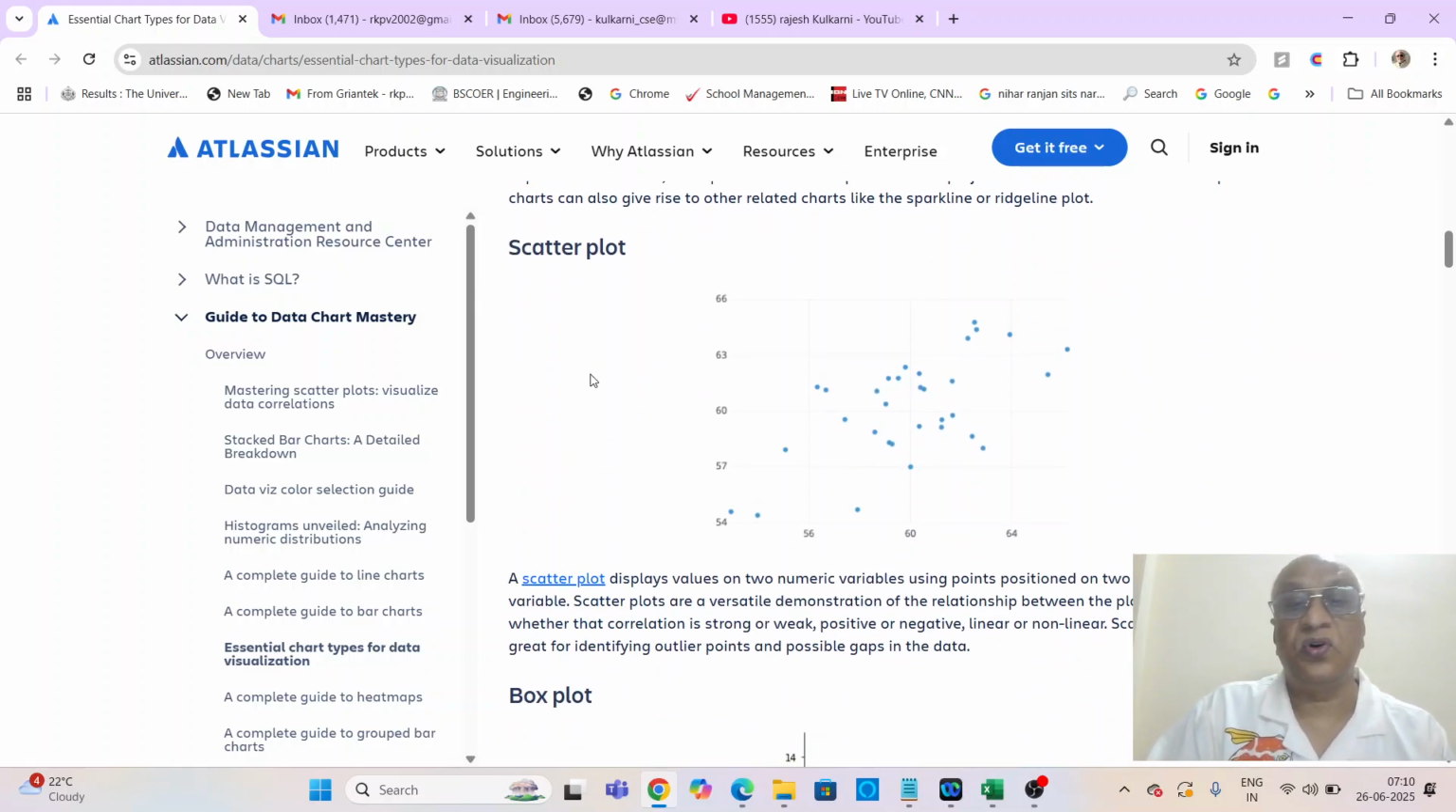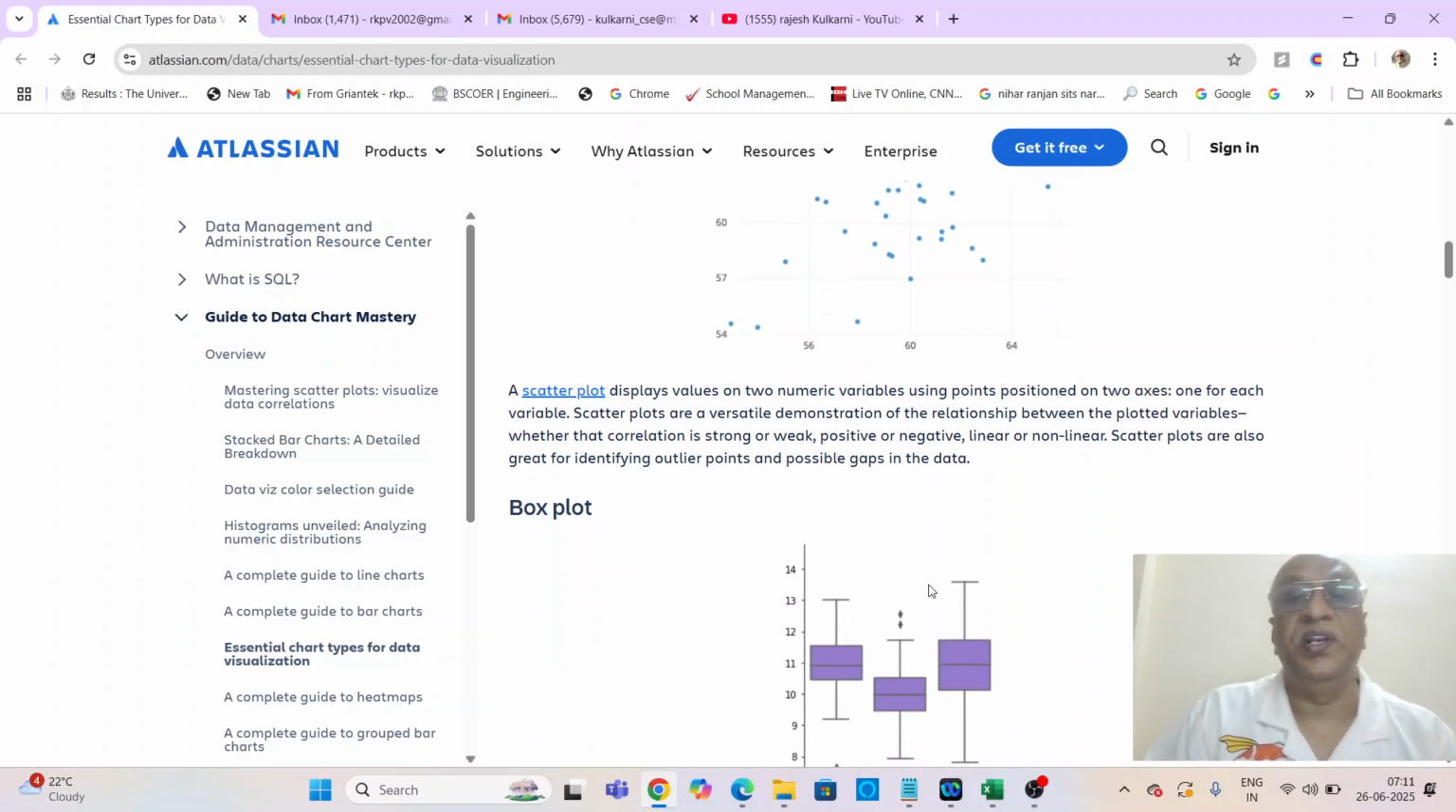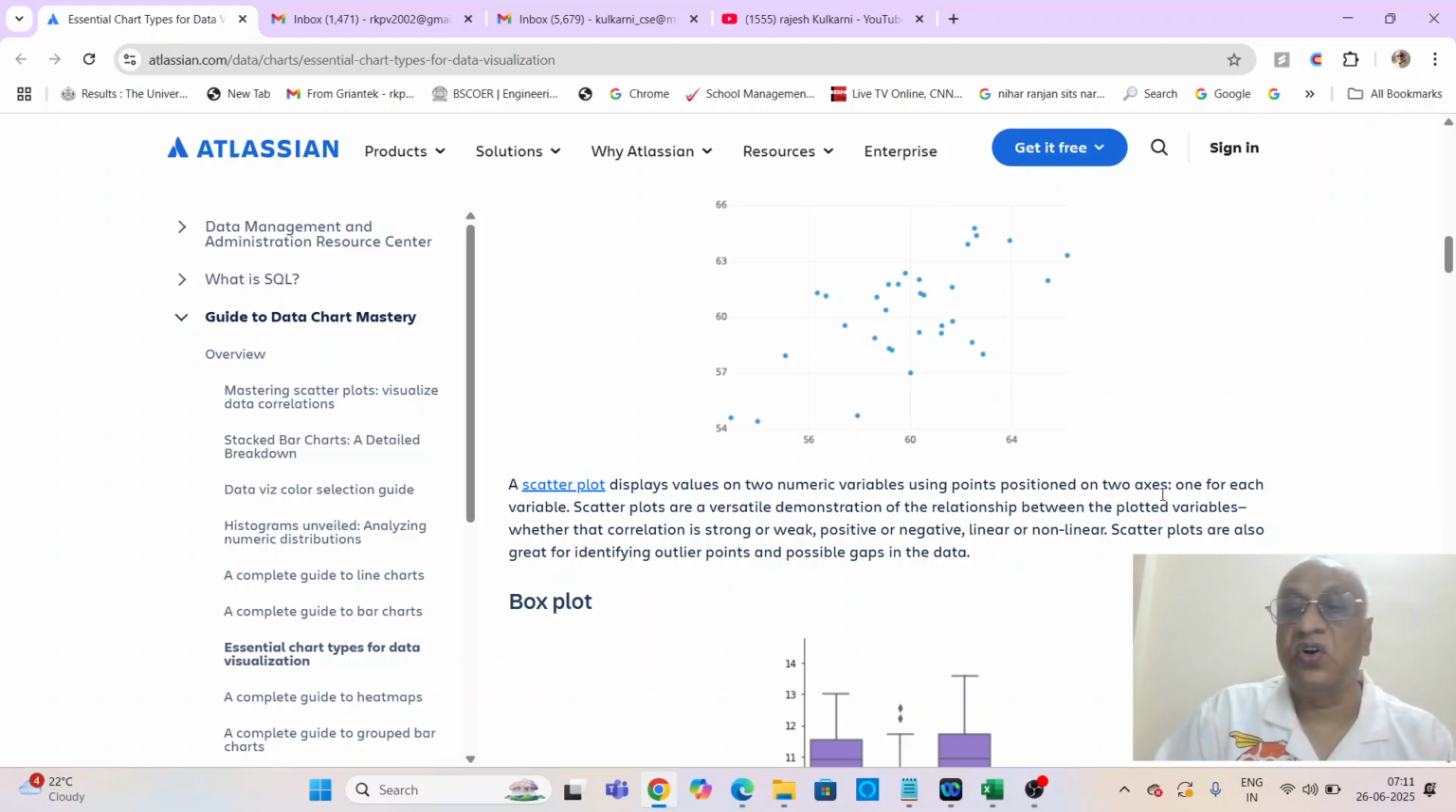You see here the scatter plot. This scatter plot is showing two numeric values. One is plotted on the x-axis, the other one on the y-axis. So per variable there will be two values, the x-axis value and the y-axis value. Scatter plots are usually used to depict the relationship between plotted variables. Is there a correlation? Is it a weak correlation or a strong correlation? Is there a linear relationship, or a non-linear relationship? Such things can be seen with scatter plots. Scatter plots are also used for identifying outliers.